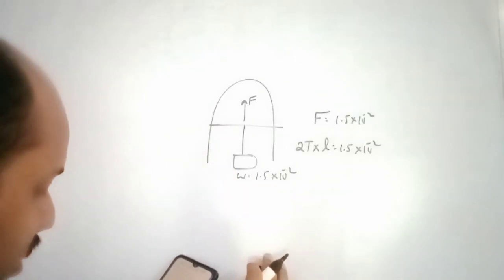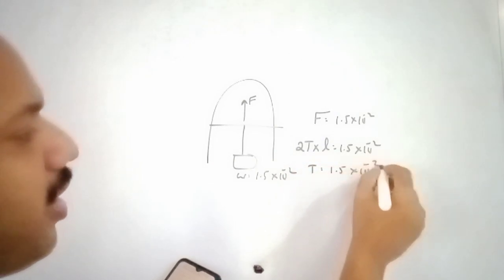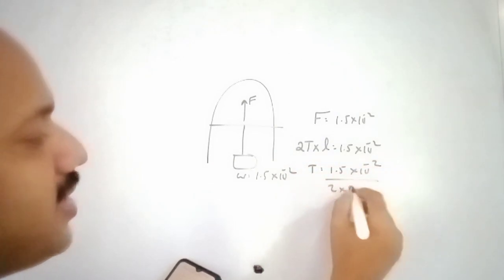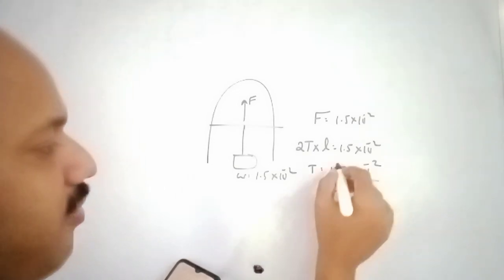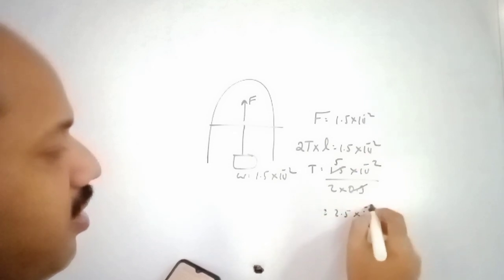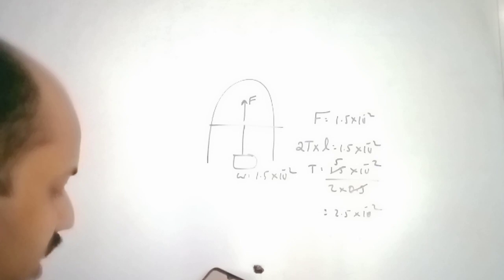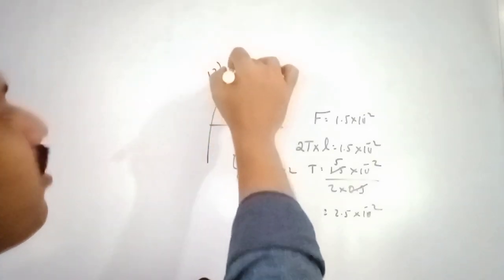Length is 30 cm, then surface tension T is equal to 1.5 into 10 raised to minus 2 divided by 2 into 0.3 meter. Then it is 5 by 2, which is 2.5. Yes, it is 2.5 into 10 raised to minus 2. Answer is 0.025. 17th one, the 4th option is the answer.